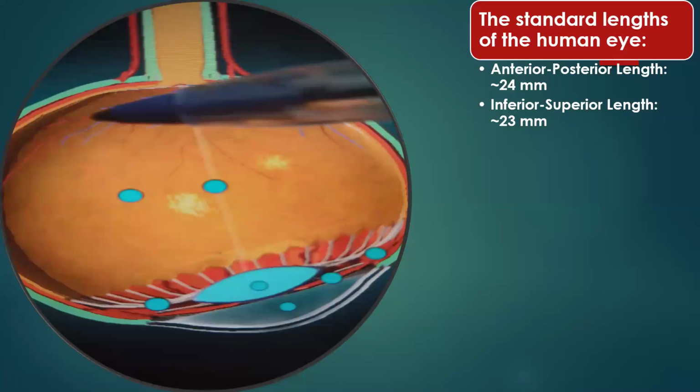What is the main function? The main function is to maintain the shape of the eye. It also provides support to the retina, keeping it in place against the choroid layer at the back of the eye. It gives a counter pressure that enables the retina to stay in place.